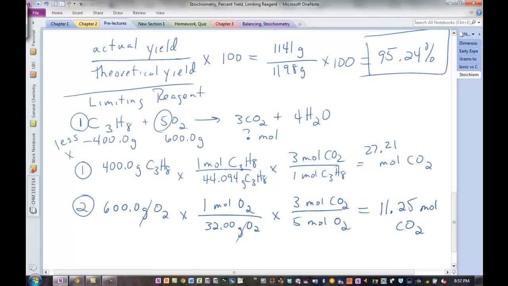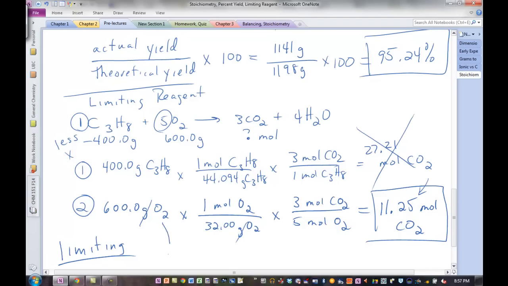All right? So the question is, again, limiting. Look at that word. Okay? One of the reactants is going to run out first and limit how much product we can get. So the correct answer is the smaller amount. O2 is going to run out first, and the reaction stops there at 11.25 moles of product. All right? We will never get up to 27.21. Okay? So O2 is what we call our limiting reagent or limiting reactant.